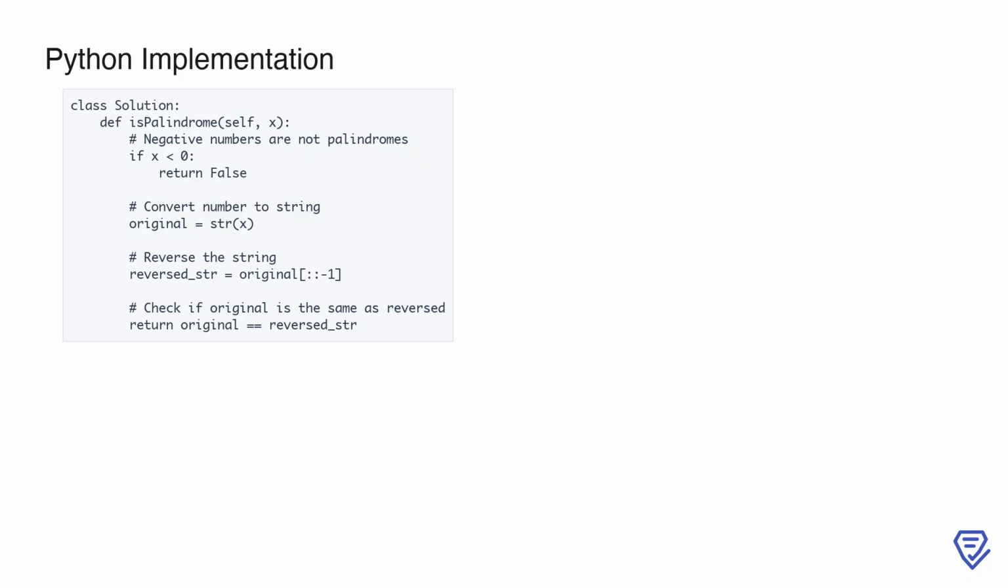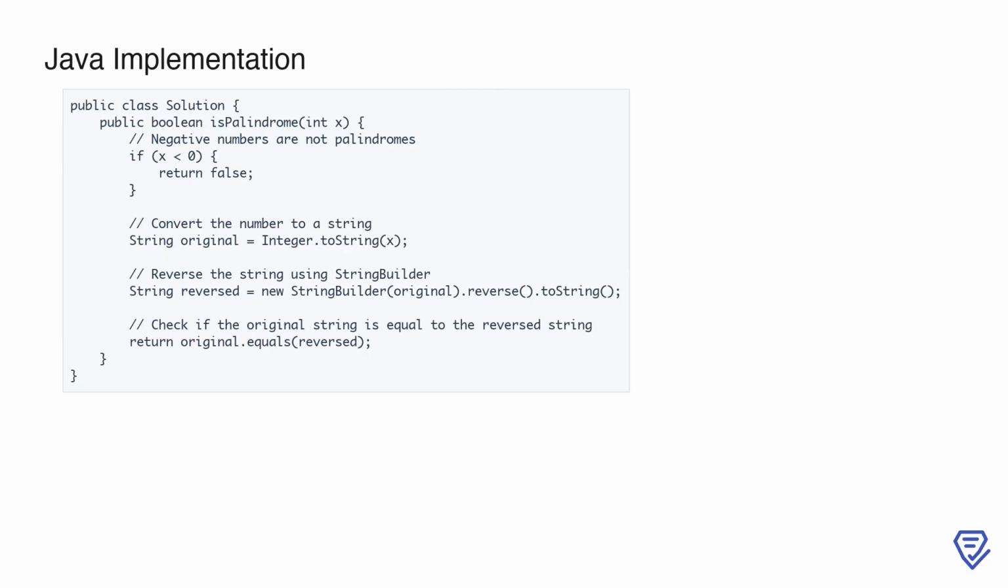Converting the number to a string and reversing it both operate in n time, where n is the number of digits in the number. This keeps the solution simple and clear while handling the palindrome checking logic effectively. This is the Java implementation of the palindrome number problem, LeetCode number 9. The logic mirrors the provided Python solution, converting the integer to a string, reversing it, and checking if the reverse string matches the original. Key differences include Java's need for explicit type declarations, the use of Integer.toString for conversion, and StringBuilder for reversing the string.